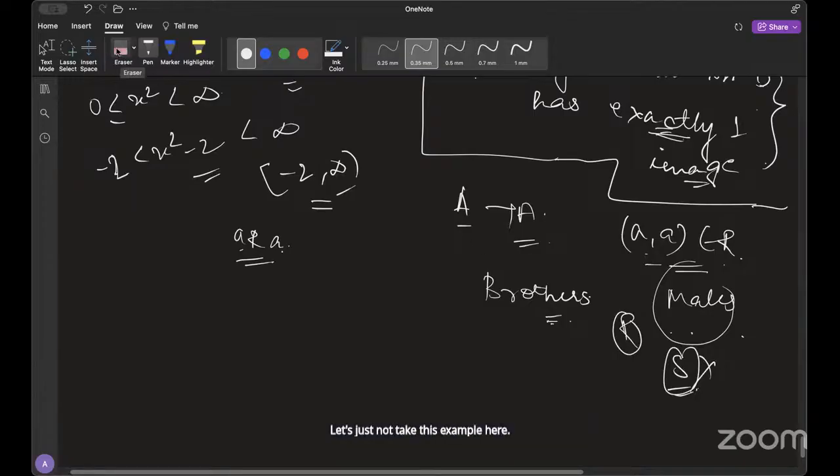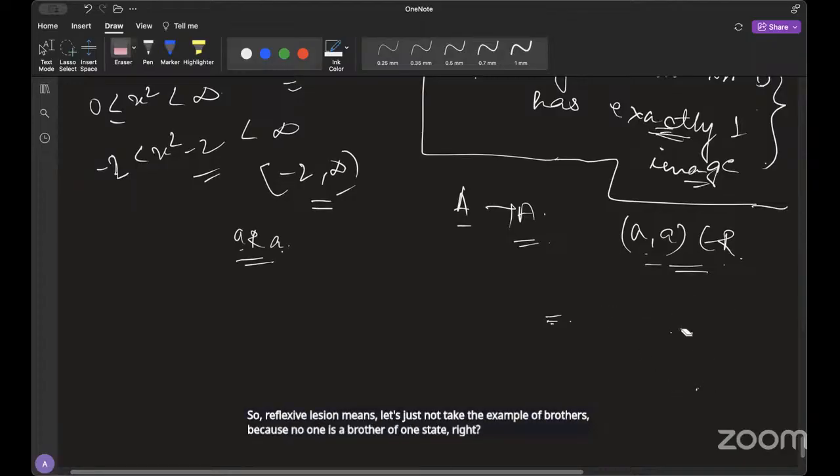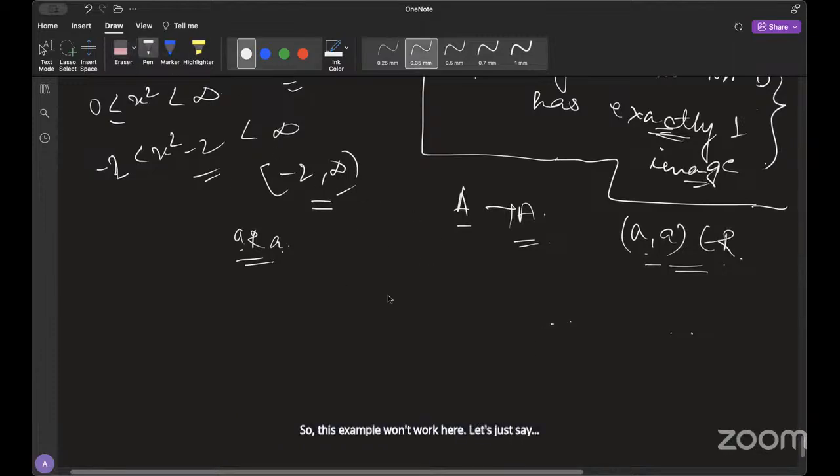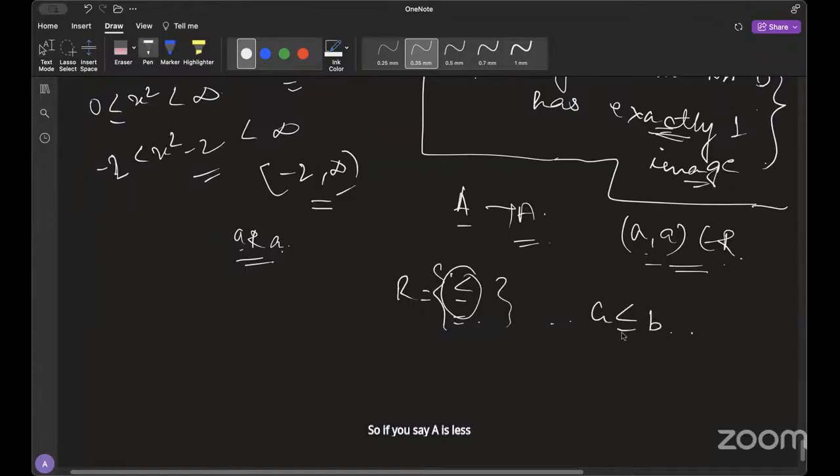So reflexive relation means, let's just not take the example of brothers because no one is a brother of oneself, right? So this example won't work here. Let's say the example of a reflexive relation could be the less than or equal to relation. Let's take this relation. So we're defining the relation to be less than or equal to. If you say A is less than or equal to B, this means A can be less than B or it can be equal to B. That's what it means, right?